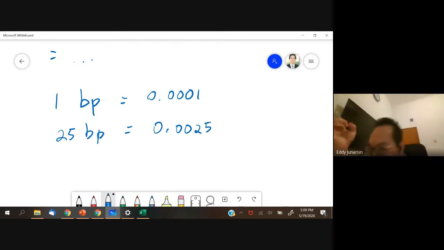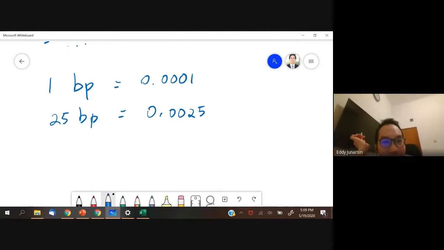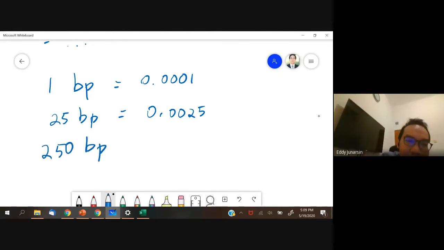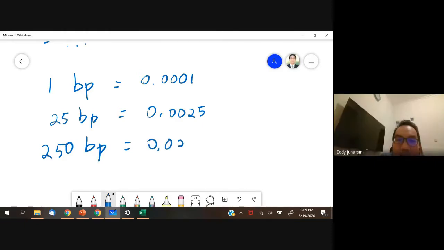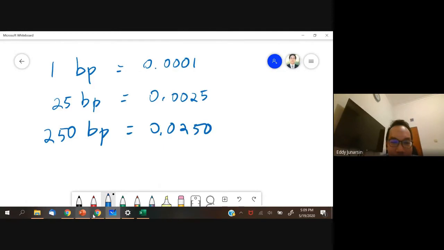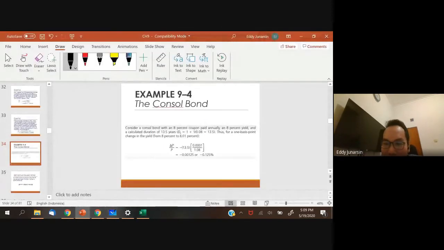One more try. Patricio, the other Patrick. If I say 250 basis points, it will be 0.025. Yeah. Or you can write 250 to make it easier for you, right? So 100 basis points is 1%, right? You could imagine that 100 basis points is 1%, because it's 0.0100. Right?